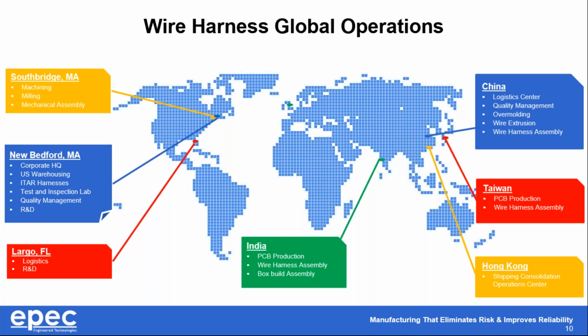Additionally, Epec has core competencies in machining and mechanical assembly, so that if the cable assembly needs to go inside a box build, or you need a custom machined back shell, these are all core competencies that Epec can support in bringing your product to market.